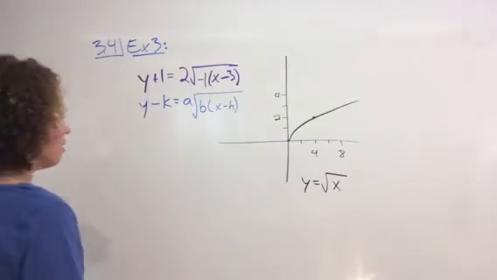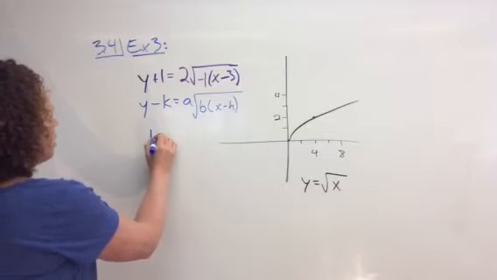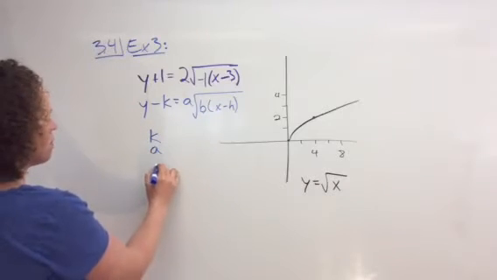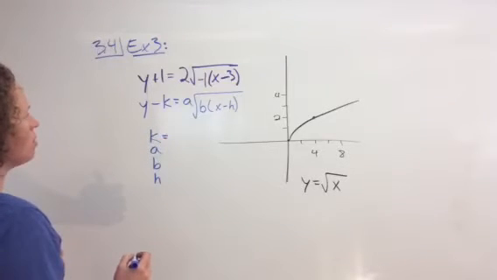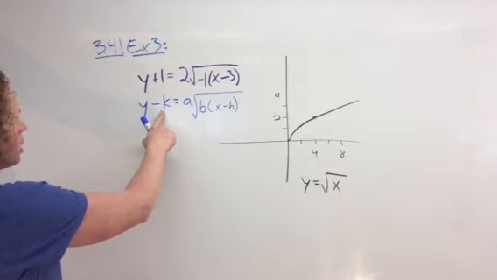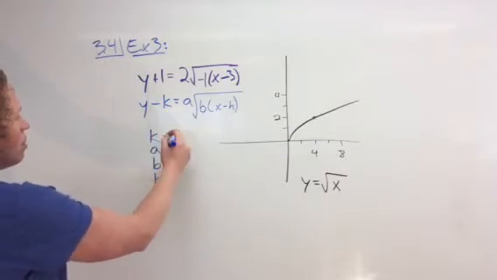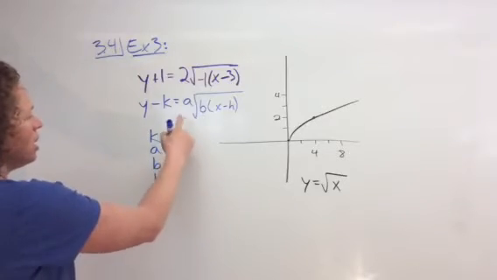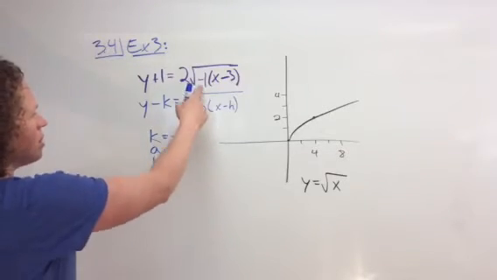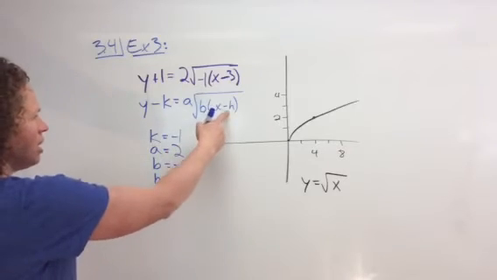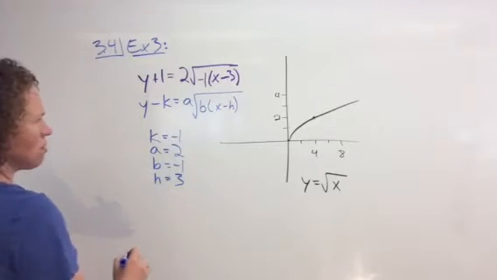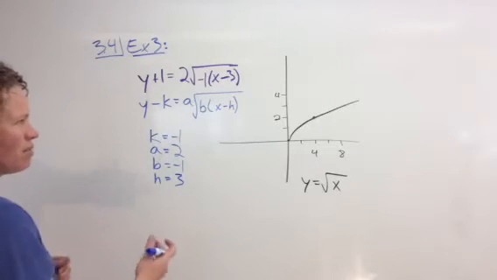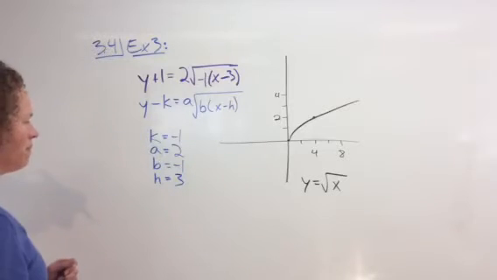So we can go ahead and pull our values out. So we've got k, a, b, and h as our values. And we want to look at the positive and negative here. So y minus -1 would work. So k equals -1. A is just a 2. B would be this guy, so that's a -1. And h, it's x minus 3 after we changed it, so h is just 3. X minus 3, x minus h. You can see that h is equal to 3.